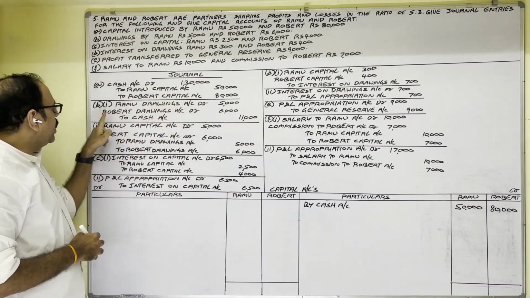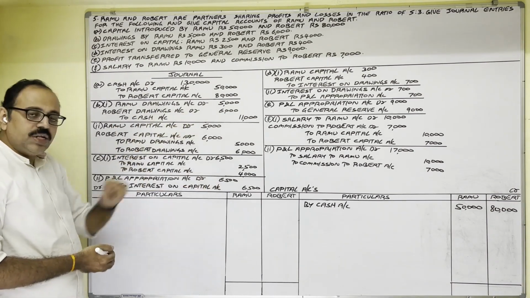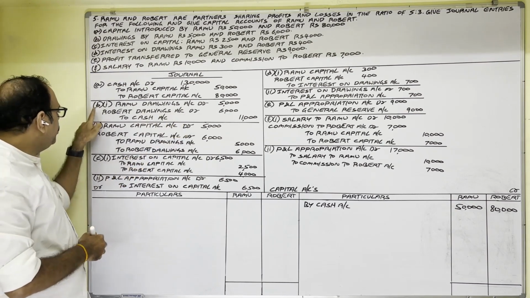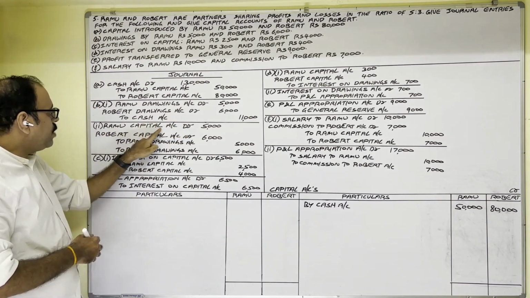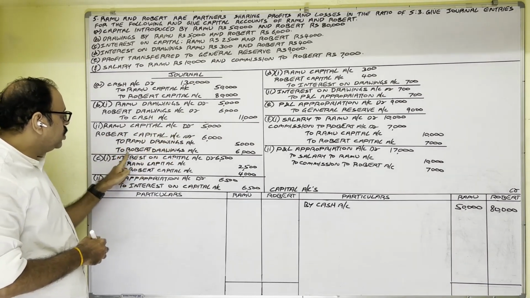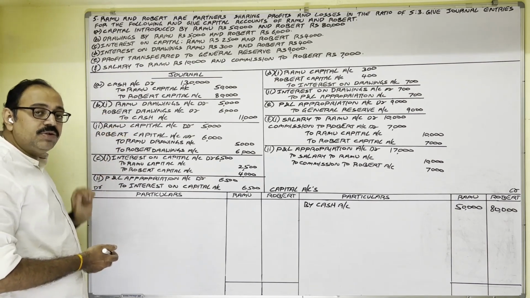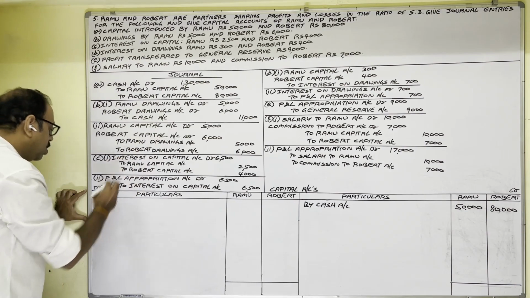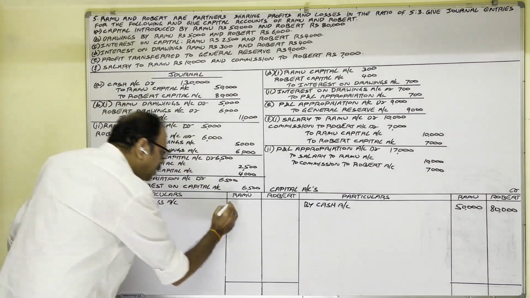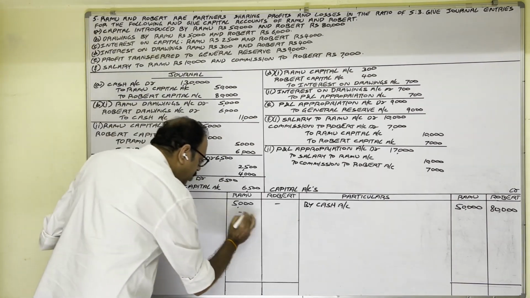Come to the second entry: Ramu drawings account debtor, Robert drawings account debtor, to cash account. In this entry, the capital word is not there, therefore this entry we need not post. Next, the second entry: Ramu capital account debtor, Robert capital account debtor, to Ramu's drawings, to Robert's drawings. Here capitals are debited, so debit side we should post. To Ramu drawings, in Ramu's column, 5,000 rupees. To Robert drawings, in Robert's column, 6,000 rupees.